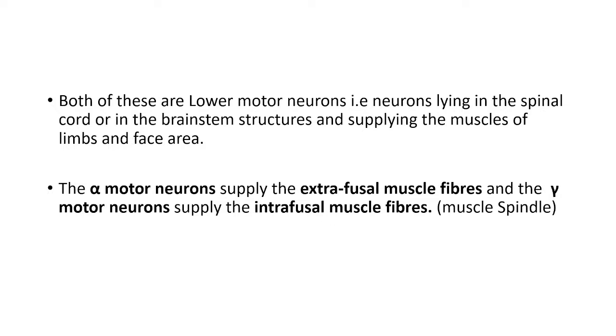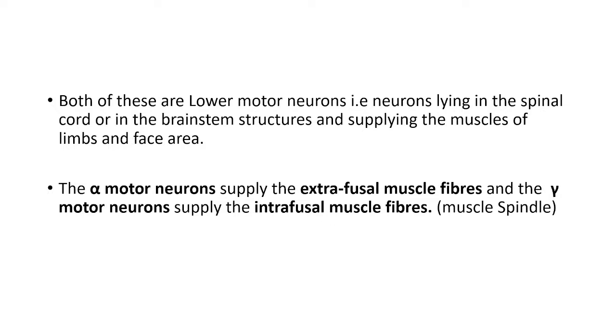These alpha motor neurons supply extrafusal fibers. So simply, when muscle contracts, it is because of the activity of the extrafusal fibers, or simply these are the contractile fibers where we have delicate organization of sarcomere. Similarly, the gamma motor neurons, we say that they supply intrafusal fibers.